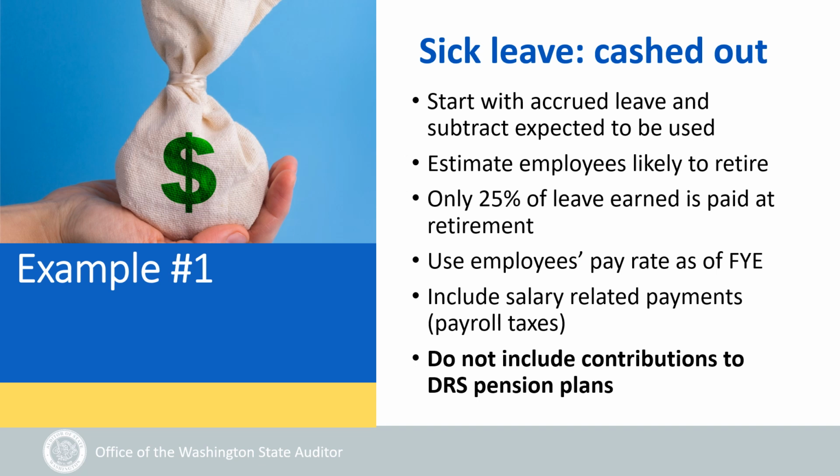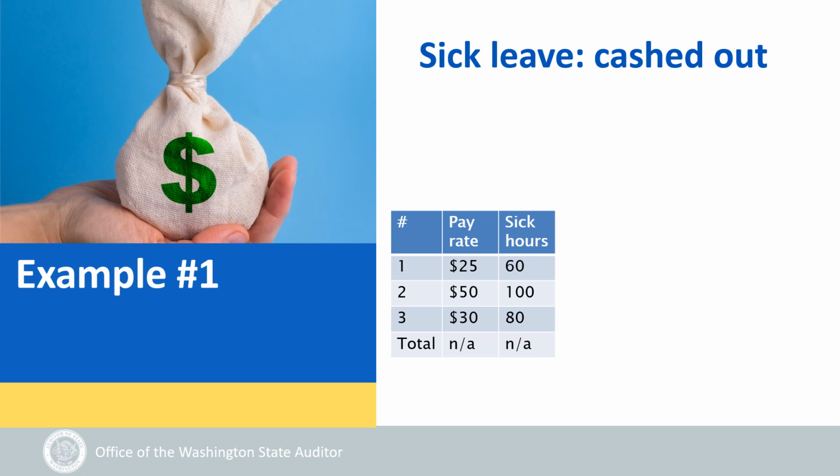We take the remaining sick leave hours and multiply it by 25% because our policy said they are only allowed to cash out 25% of their sick leave balance. So this is why it's important to know your policy. Again, we use the pay rate as of the fiscal year end and include salary related payments, but not DRS pension plan contributions. Here's what that looks like.